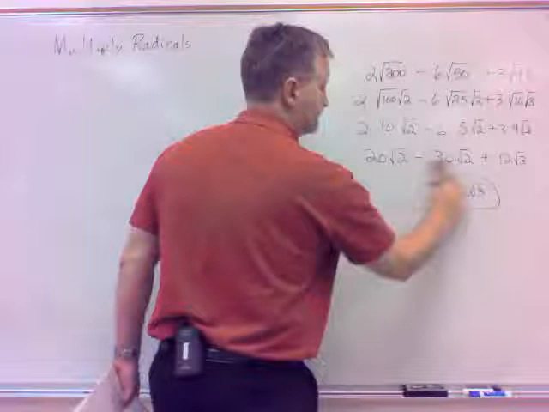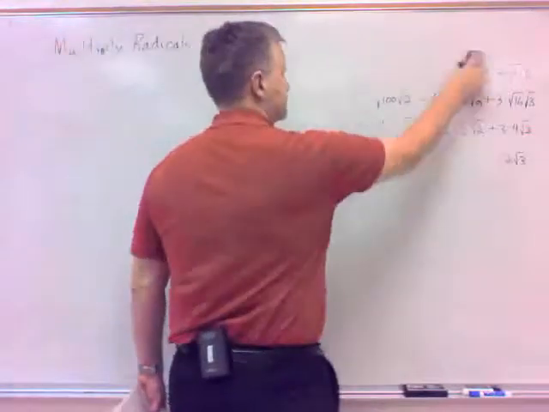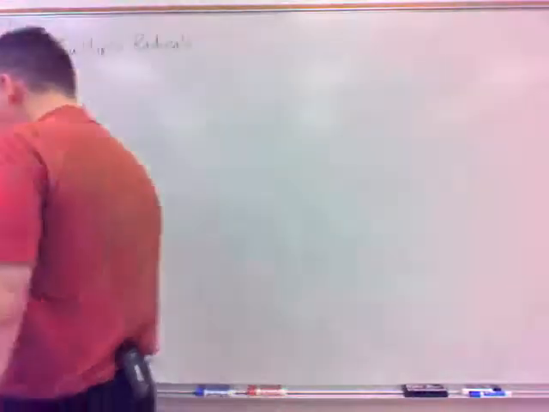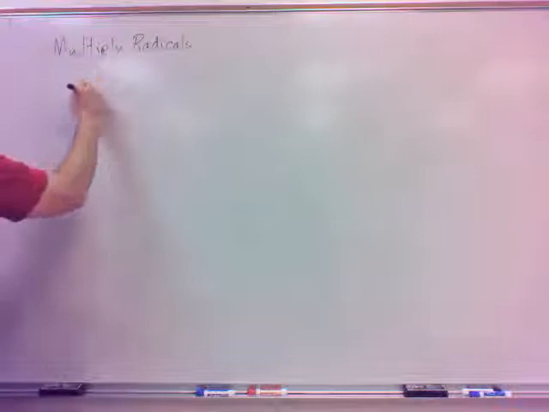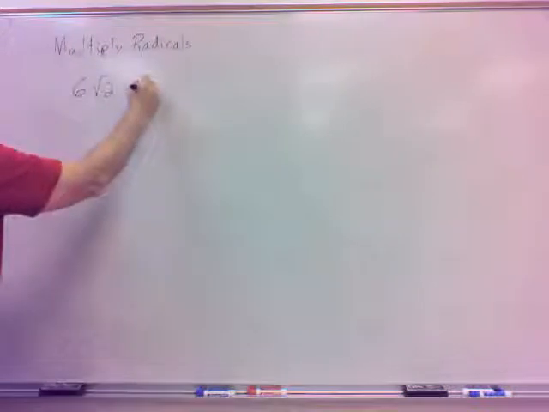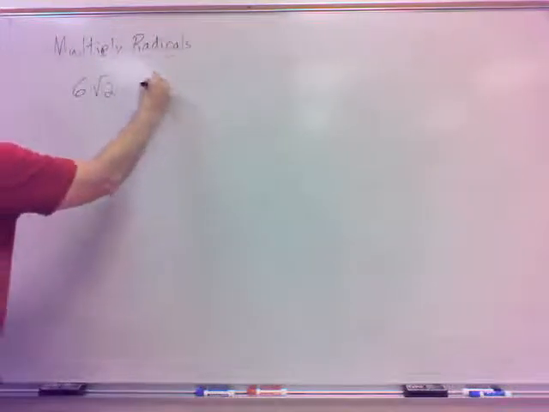All right, well, what's another operation maybe we could do with radicals? How about multiply? Yeah, we can multiply radicals. Okay, all right, now if I have 6 square root of 2 times 5 square root of 3.